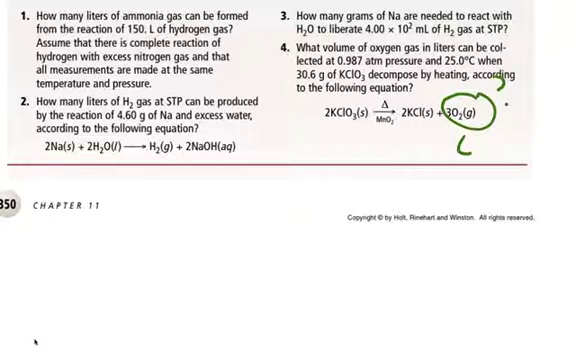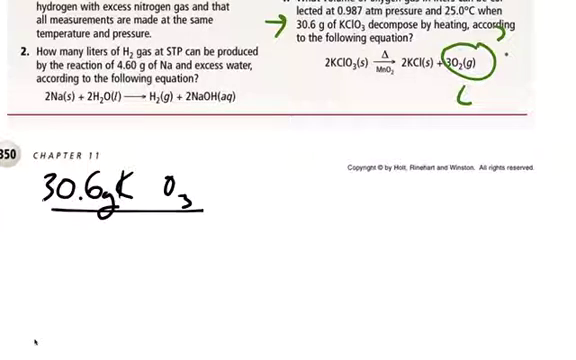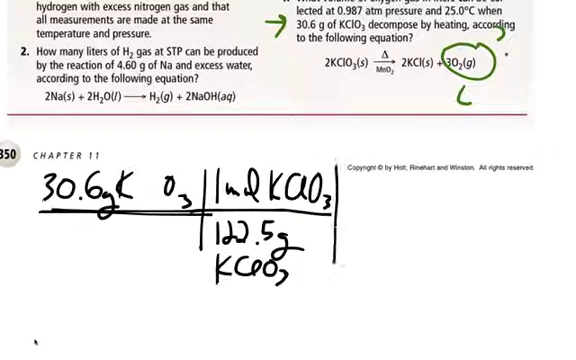How much oxygen can be collected when 30.6 grams of potassium perchlorate is decomposed by heating according to the equation? Okay, I'm still going to start this as stoichiometry, right? Because I have my potassium perchlorate, I still need to know how many moles of oxygen. So first thing, I'm going to divide this by the molar mass to get moles. I want 1 mole of potassium chlorate, and that is 122.5 grams of potassium chlorate. Once I divide by the molar mass, I'll have moles.